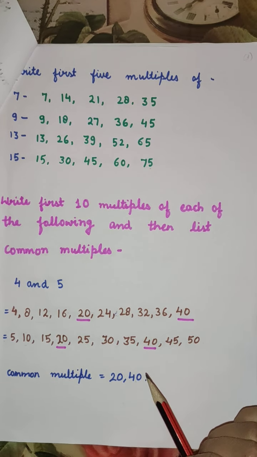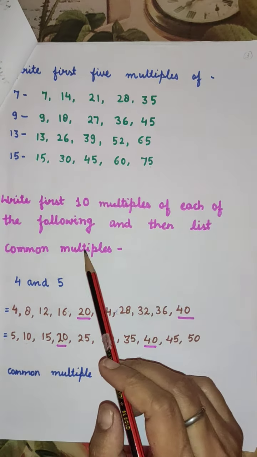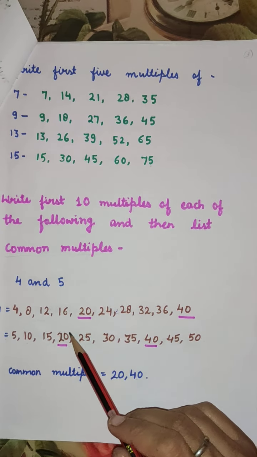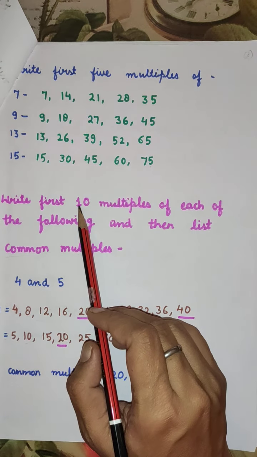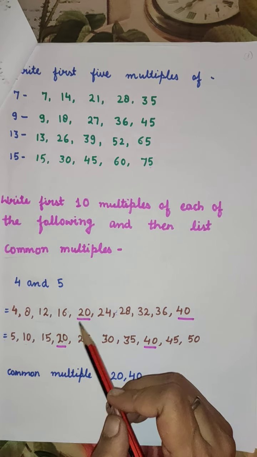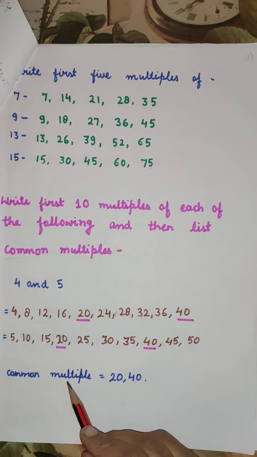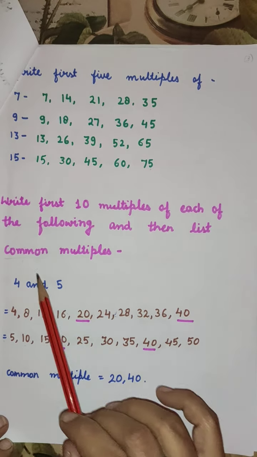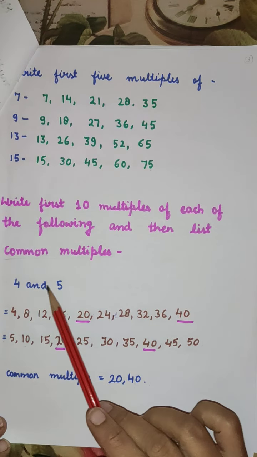Now you can see, here you have to find out only multiples. But here you have to find out the common multiples. What are the common multiples? Whatever is common, you have to write it down. So in both, first of all write down the first 10 multiples. After that, find out which are common. So 20 and 20 are common in both of them, and 40 and 40 are common. So write down the common multiples: 20 and 40. Now this is the first 10 multiples and how to find the common multiples of 4 and 5.